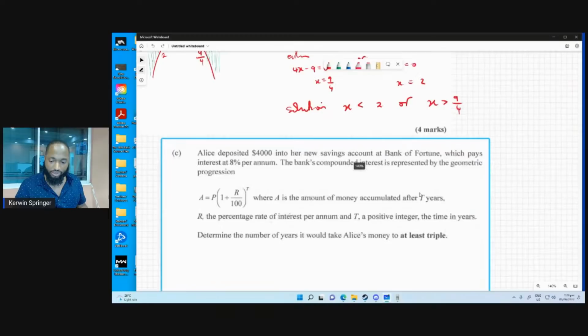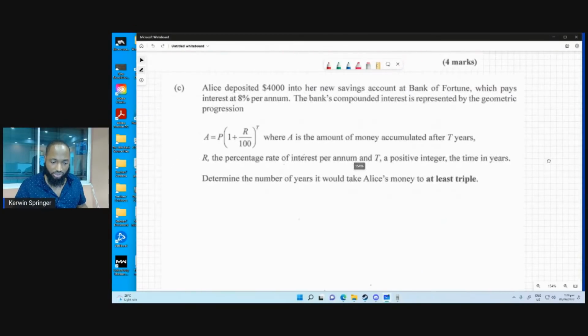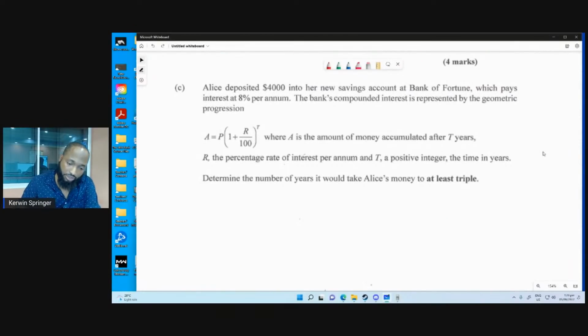Right, so Alice deposited. I really like these questions, that's why I had to do this question. Alice deposited 4,000 into a new savings account at the Bank of Fortune, at 8% per annum. The bank compounded interest is represented by this progression, where A is the amount of money accumulated after T years, R per annum, and T, a positive integer, the time in years. Determine the number of years it would take Alice's money to triple.